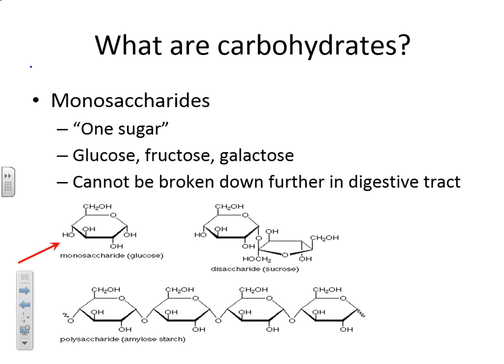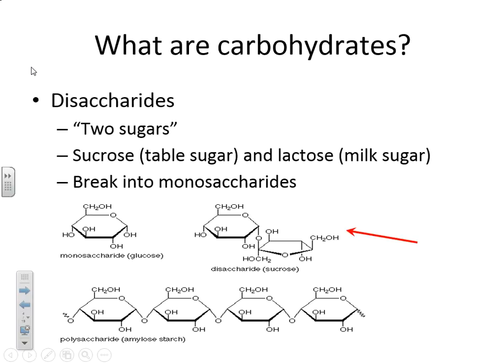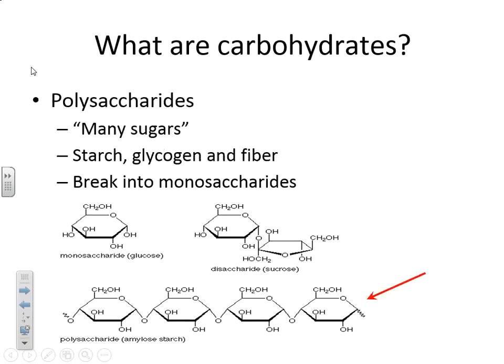So this is the simplest subunit, so that's why it's called our monomer. Okay, and then when we put them together, we can get a disaccharide, meaning 2 sugars. So examples of that would be sucrose, which is just table sugar. Lactose is the sugar in milk, so if you have issues digesting milk, you may lack the enzyme that breaks down lactose. And these can be broken back down into the monosaccharides.